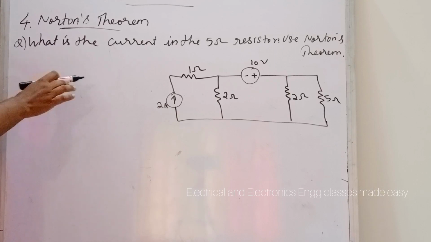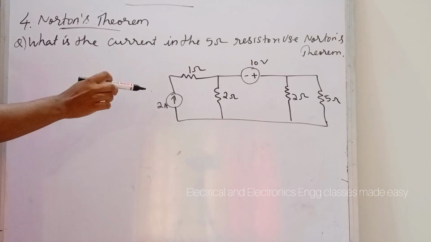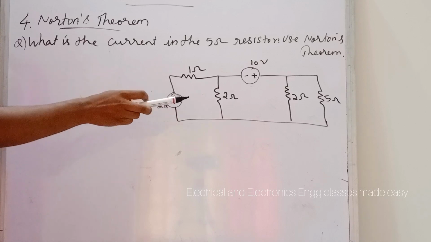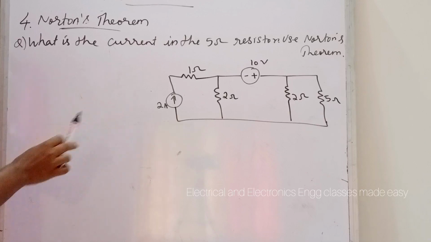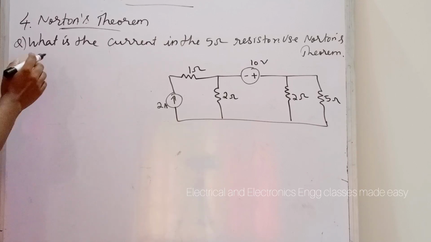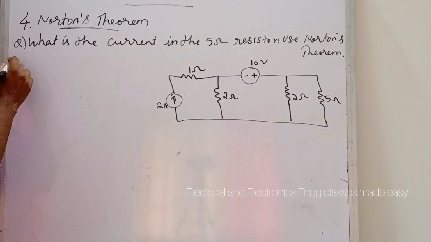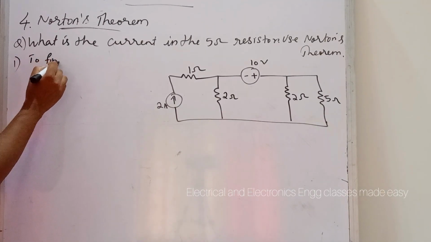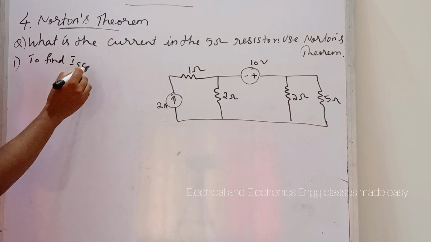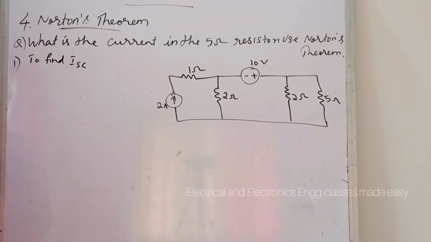What is the current in the 5 ohm resistor? Use Norton's theorem. So that is the 5 ohm resistor. We have to find the current in the 5 ohm resistor. While applying Norton's theorem, our first step is to find ISC, that is the short circuit current.